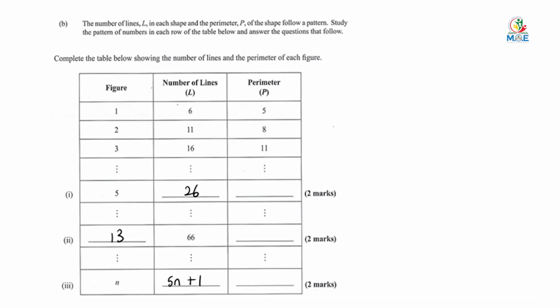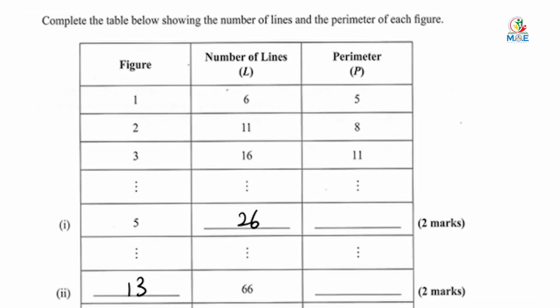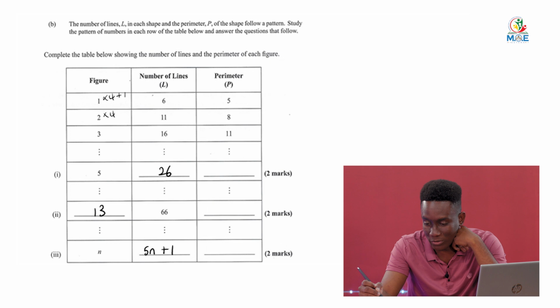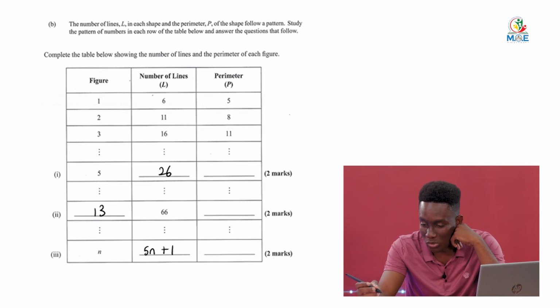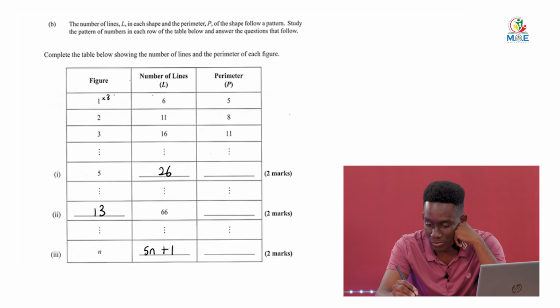So let's try 1 times 4 plus 1. So 1 times 4 plus 1, that will give me 5. 2 times 4 will give me 8 plus 1, so that will give me 9. So that cannot work.